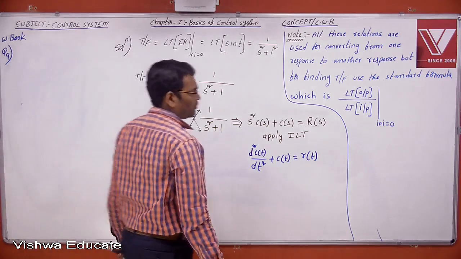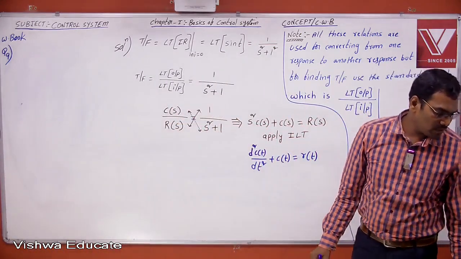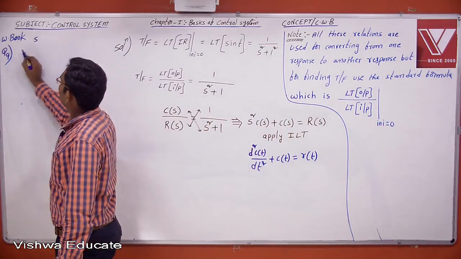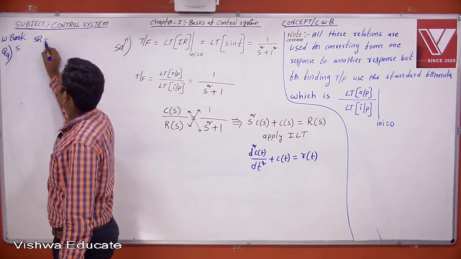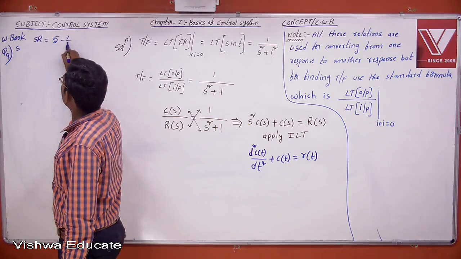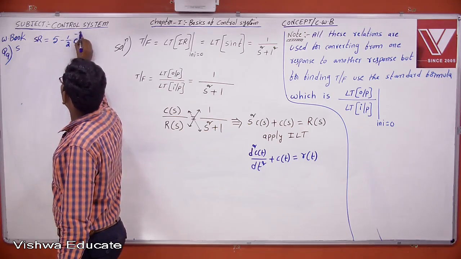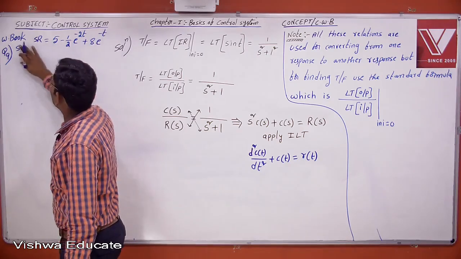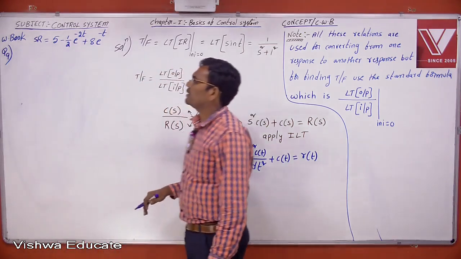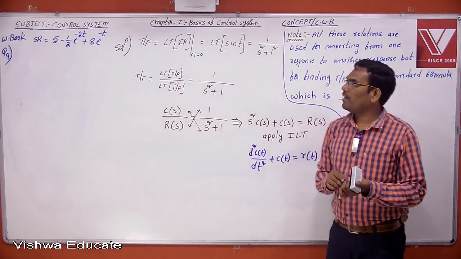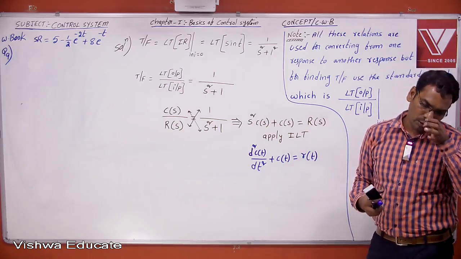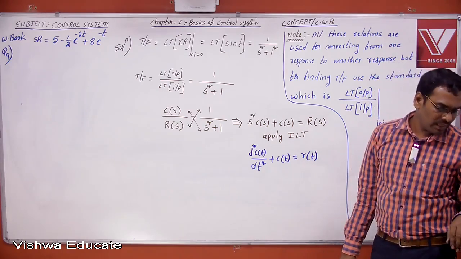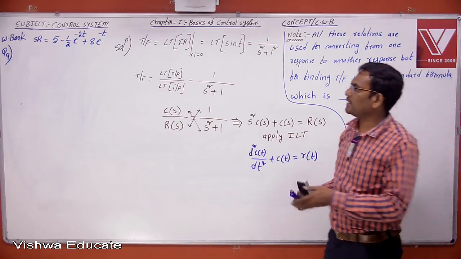Now, in our classroom workbook, question number 9, what is given is the step response of a control system, which is given as 5 minus 1 by 2 into e power minus 2t plus 8 into e power minus t. This is question number 9. The question is: determine the system gain if the control system is represented in time constant form.